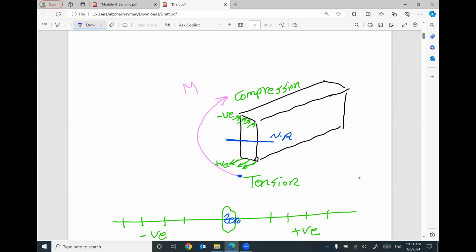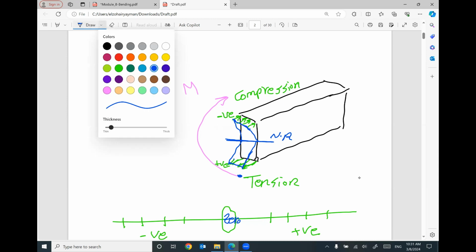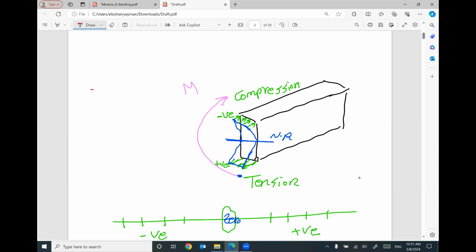If you connect the neutral axis and the stresses, you can sketch the stress distribution. So the lower part of the cross section under the neutral axis will be under tensile stress. And this tensile stress is maximum at the extreme fiber at the bottom. And above the neutral axis, we will have compressive stress, and this compressive stress is 0 at the neutral axis and increases to the maximum value at the extreme fiber at the top.